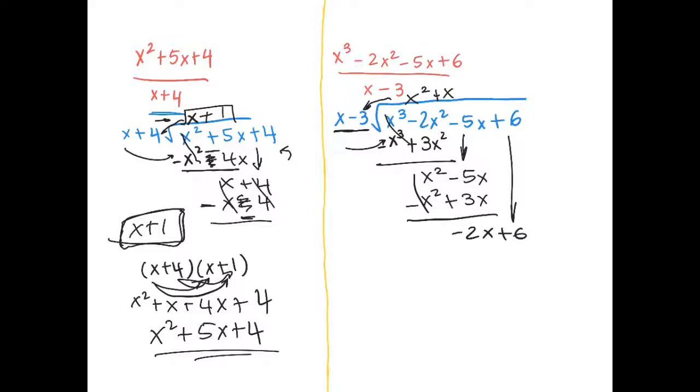Negative 2x plus 6, we have to find a number that multiplies x minus 3 to get negative 2x plus 6, and that'll be minus 2. So negative 2 times x is minus 2x. Negative 2 times negative 3 is plus 6. Now we have to change the signs. Those will become plus 2x, and then this will become minus 6. So now both of these cancel out, so we know that our final solution is x squared plus x minus 2.